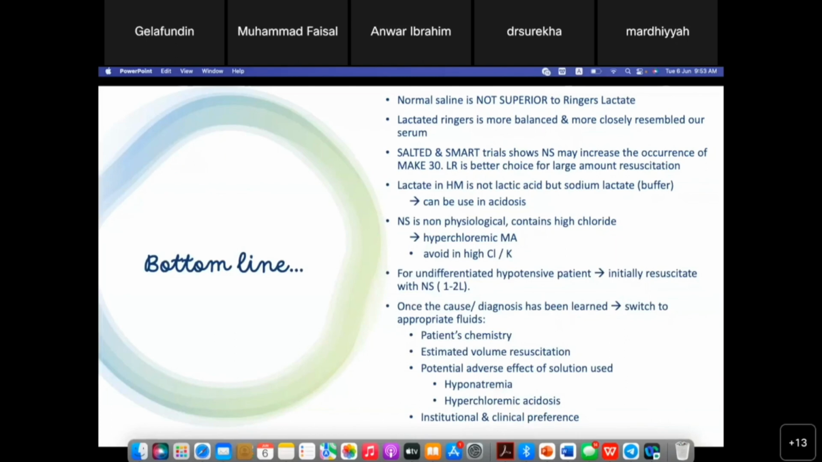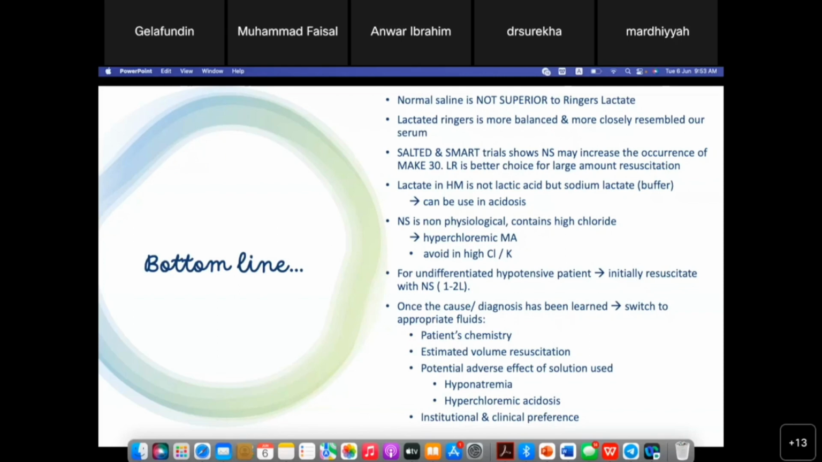Okay, and then as I aforementioned, the lactate in Hartmann's is not lactic acid but sodium lactate, so it can be used in acidosis. Normal saline is non-physiological and contains high chloride, which can lead to hyperchloremic metabolic acidosis. So you should avoid it in patients who have high chloride or high potassium.